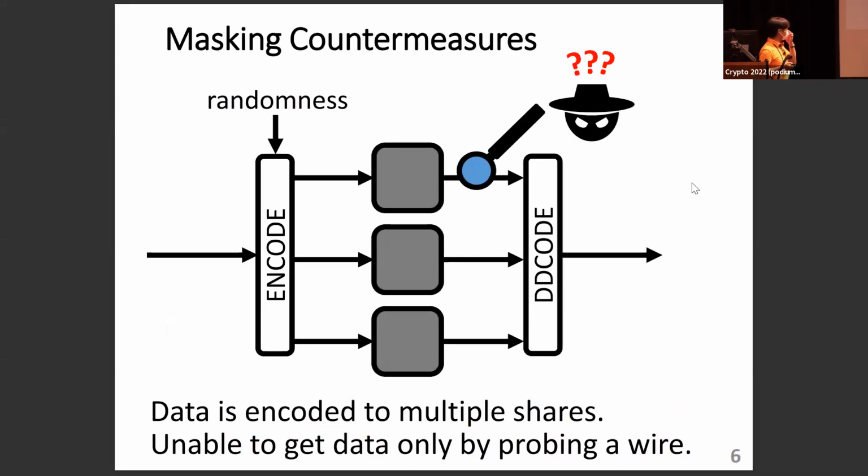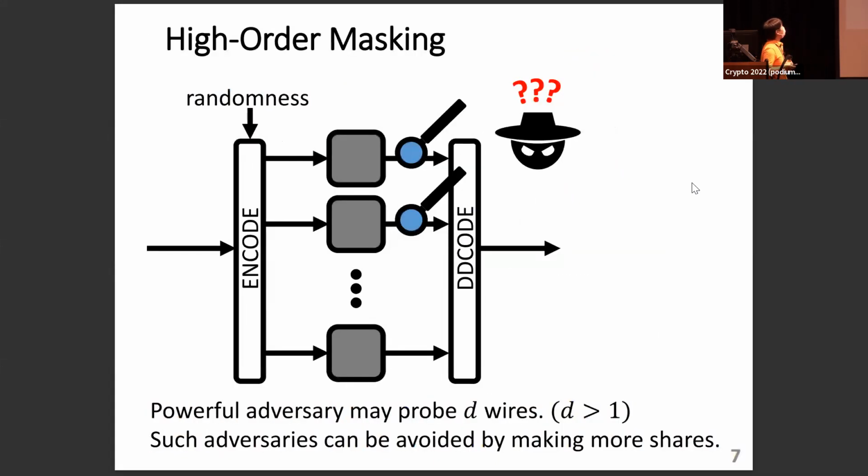So how to prevent this adversary? The popular approach is masking countermeasures. The input data is encoded to multiple shares. So then a scheme like secret sharing will run. So the adversary can't recover the original data even by probing a single state. A more powerful adversary may probe D wires, where D is greater than 1. But even such adversaries can be prevented by making more shares. And this is called higher order masking.